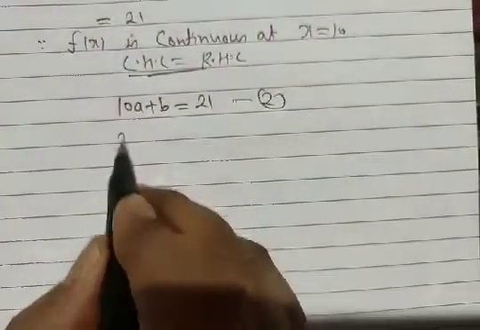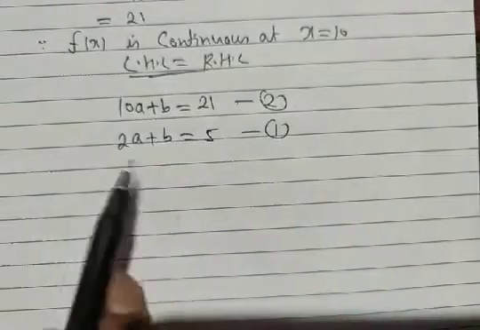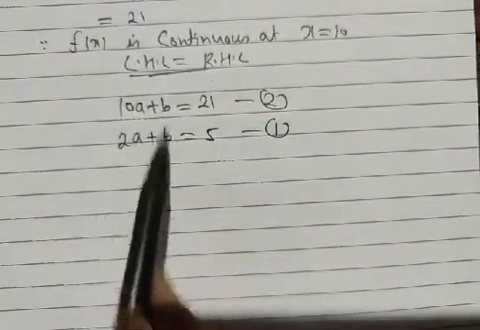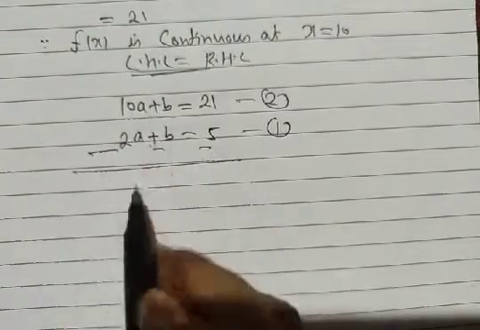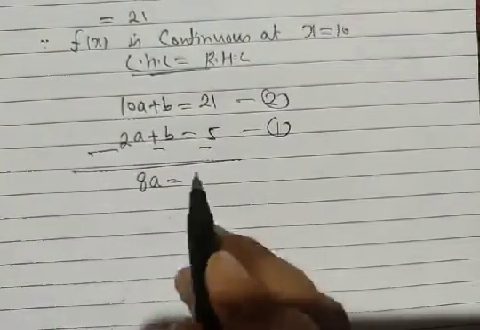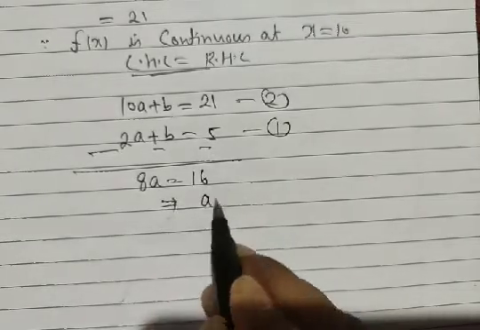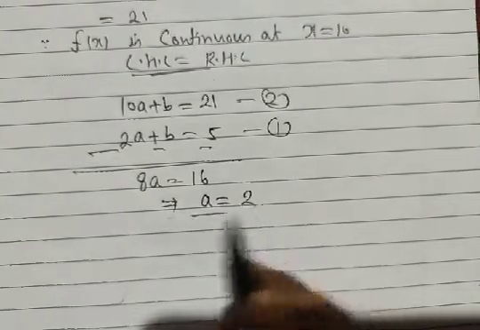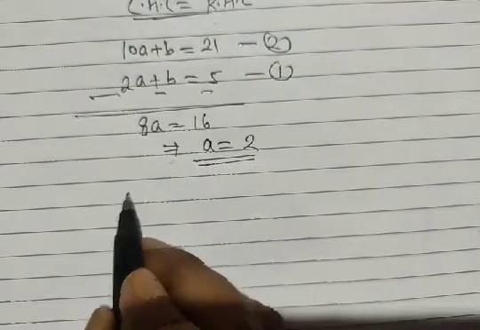Now take 2a plus b equal to 5. We have linear equations in two variables, a and b, so we use the elimination method. We get 8a is equal to 21 minus 5, which is 16. Then the value of a is 2.